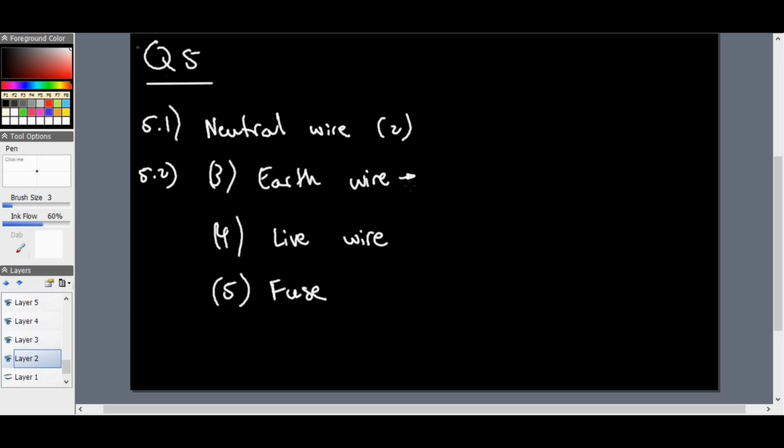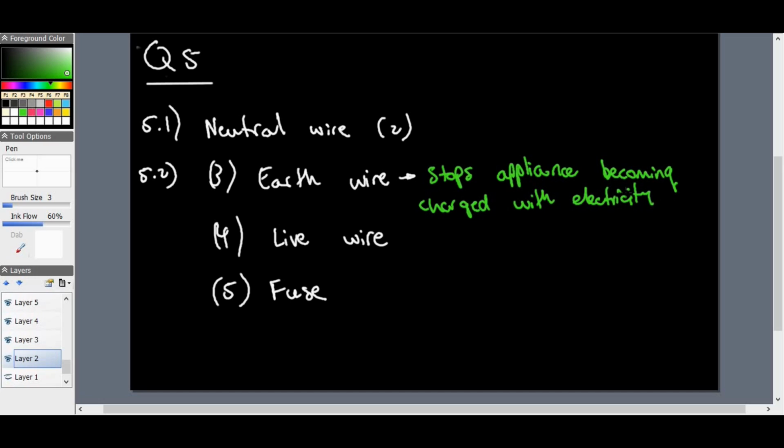I wrote it stops the appliance becoming charged with electricity. Fantastic. Okay, I'll take that as an answer. Stops the appliance becoming charged with electricity. Okay, great stuff. So it's basically the safety device that's used in appliances.